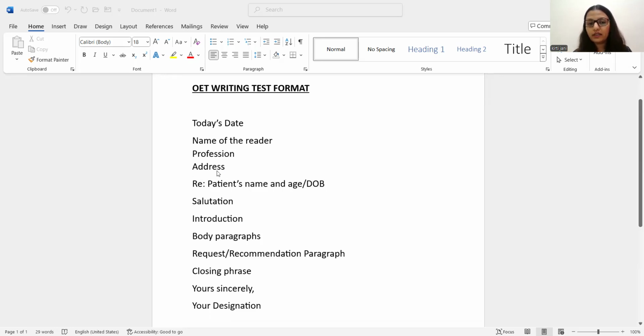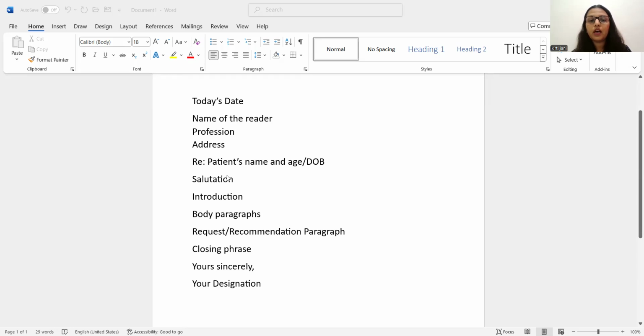Then you should leave one line and write the RE line. Here you need to write the patient's full name along with the age or date of birth, whatever is given in the task. Again, you should leave a line and then put a salutation. That is, Dear Dr. Smith, or Dear Sir or Madam if you don't know the reader. Or you may write Dear Nurse, Dear Doctor. So, based on the given information, you need to begin with the salutation. Then you should leave a line and start writing the introduction.